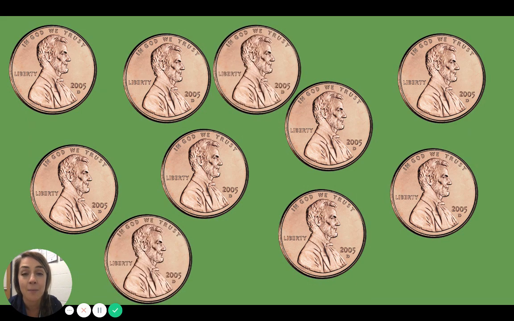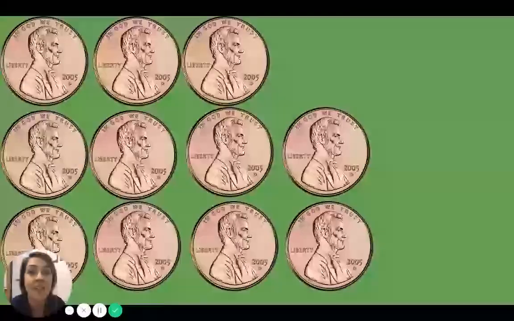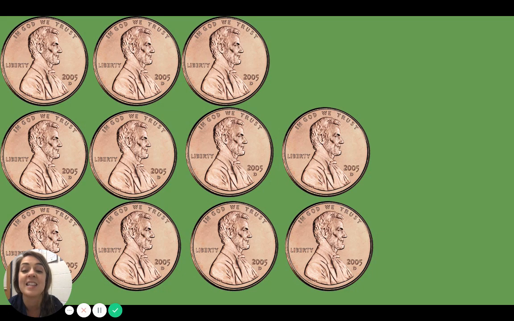We keep adding. How many pennies do we have now? Or how many cents do we have? 1, 2, 3, 4, 5, 6, 7, 8, 9, 10. 10, or 10 cents. Last one. Count them all up. Figure out how many cents. 11. I have 11 cents.